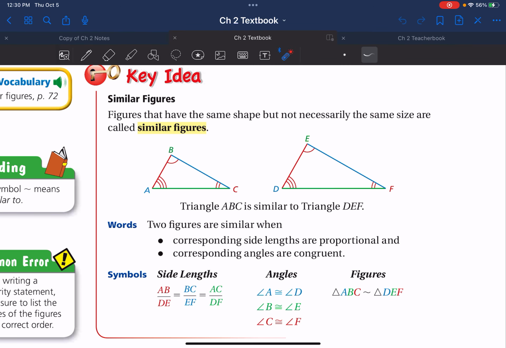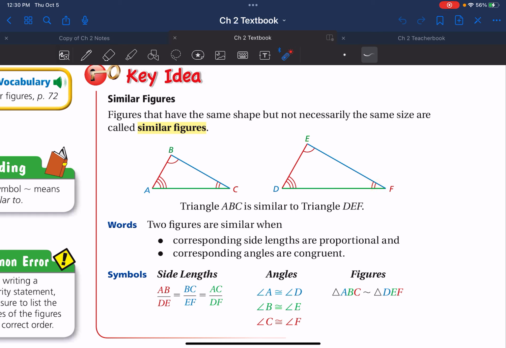Similar figures. Figures that have the same shape, but not necessarily the same size, are called similar figures. Triangle ABC is similar to triangle DEF, and here's why. They are the same shape. These angles are congruent. In other words, those angles are identical. This angle is identical to this angle. This angle is identical to this angle.